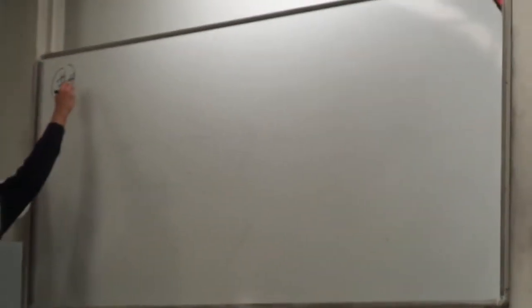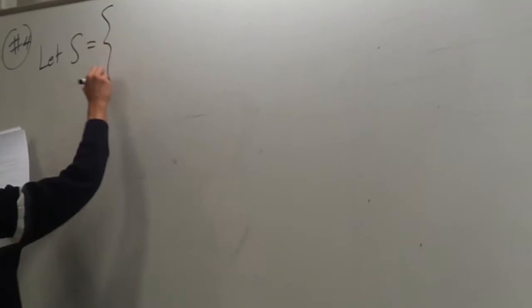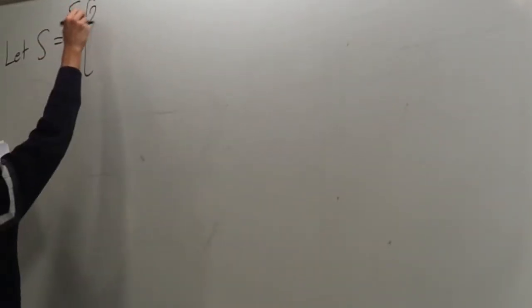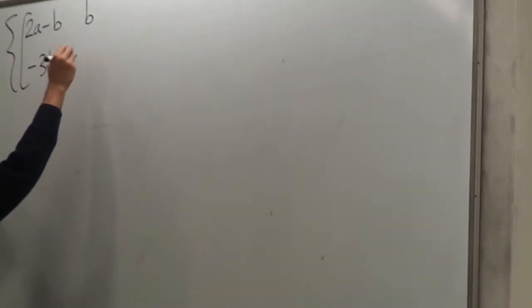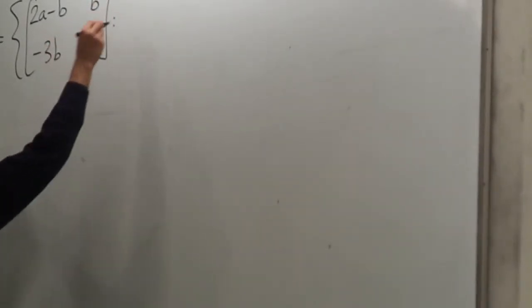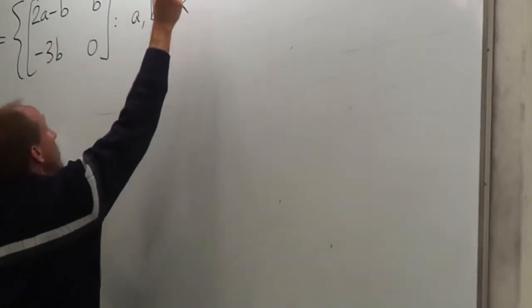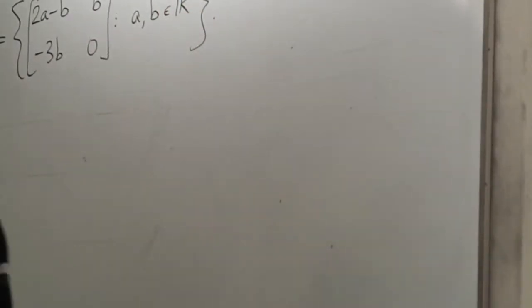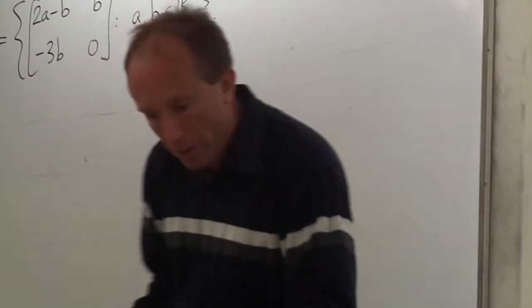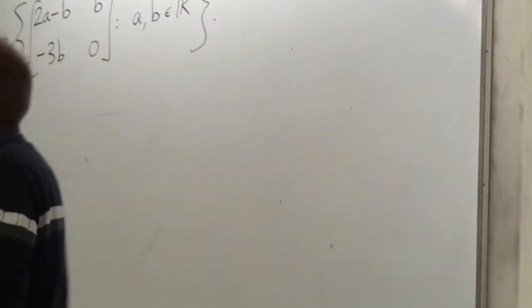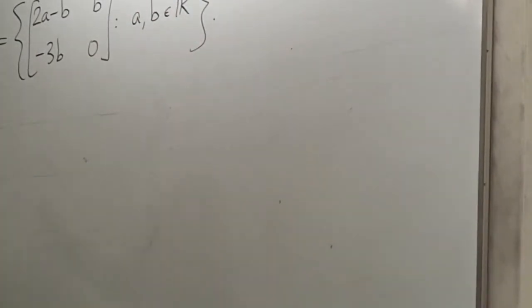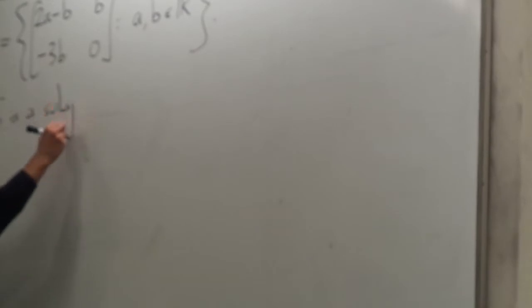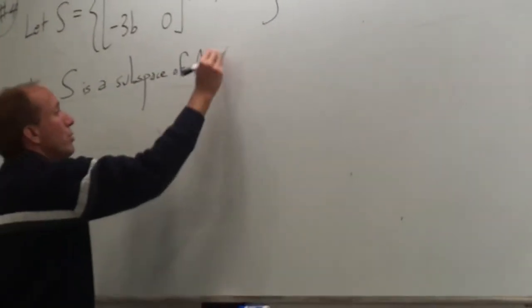Problem number 4 says, let S equal the set of matrices of the form 2A minus B, and then B, and then negative 3B, and then 0, such that A comma B is an element of R. And what I want to have us do is show that that is a subspace of M2 of R. So part A here, there's multiple parts, but let's show S is a subspace of M2 of R.